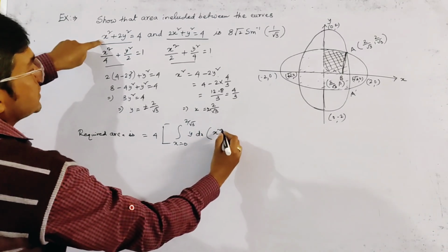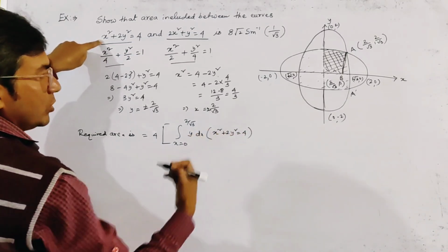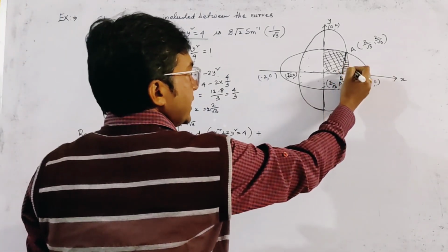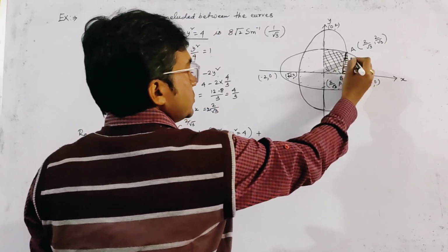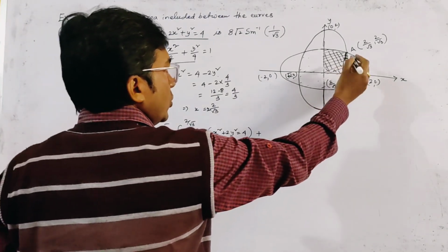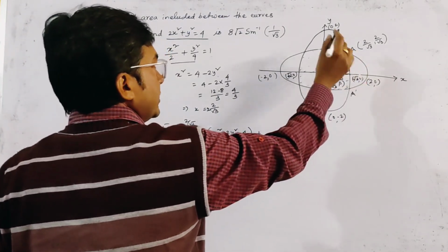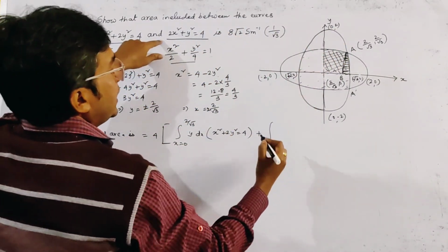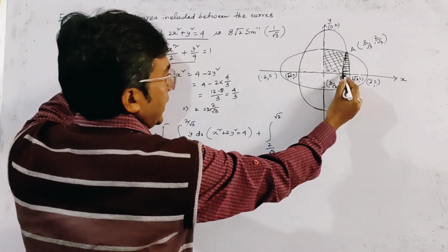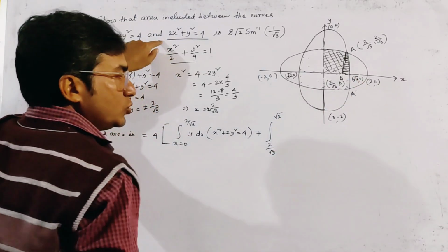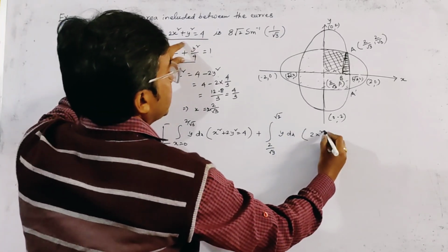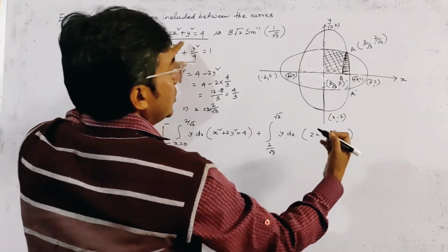Here the first curve is x square plus 2y square equal to 4. Now we add the extra area. We shade this portion differently, and for this area we integrate the second curve, and the range of integration is 2 by root 3 to root 2. Here x equals 2 by root 3 and here x equals root 2, and this is also y dx, but here y comes from 2x square plus y square equal to 4.